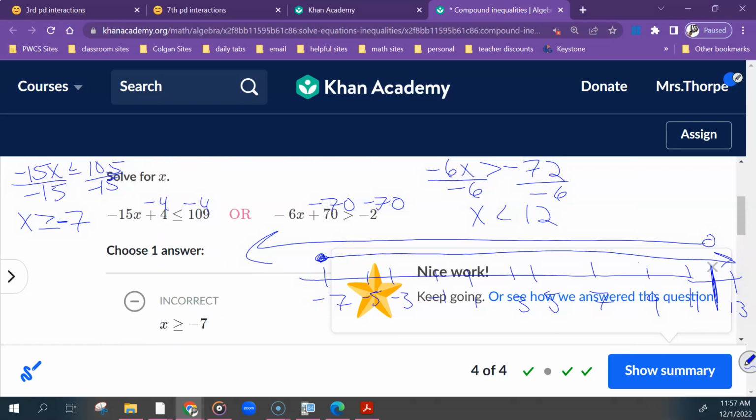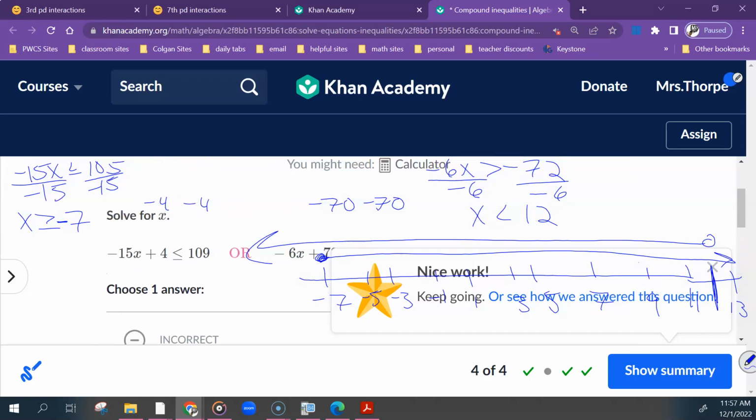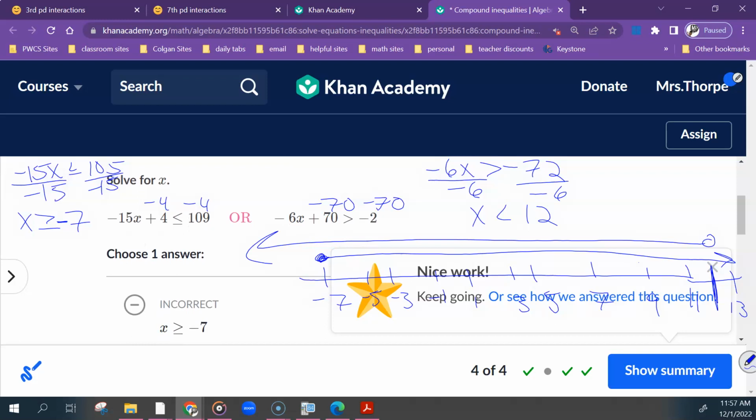I should say both. Both have to be true. So if I solve both and I get these two things, x is greater than negative 7 applies from negative 7 to infinity. X is less than 12 applies from 12 to negative infinity. So that means we've covered all the numbers.